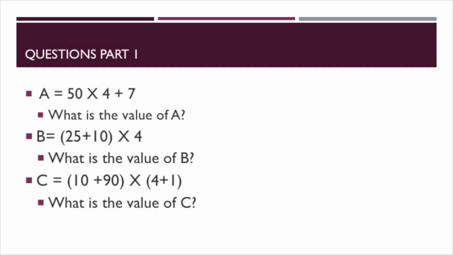Okay, time for some questions. I've got 3 questions for you in the first section. If A equals 50 times 4 plus 7, what is the value of A? Second question, if B equals (25 plus 10) times 4, what is the value of B? Question 3, if C equals (10 plus 90) times (4 plus 1), what is the value of C? Go ahead and press pause and take some time to get those answers.